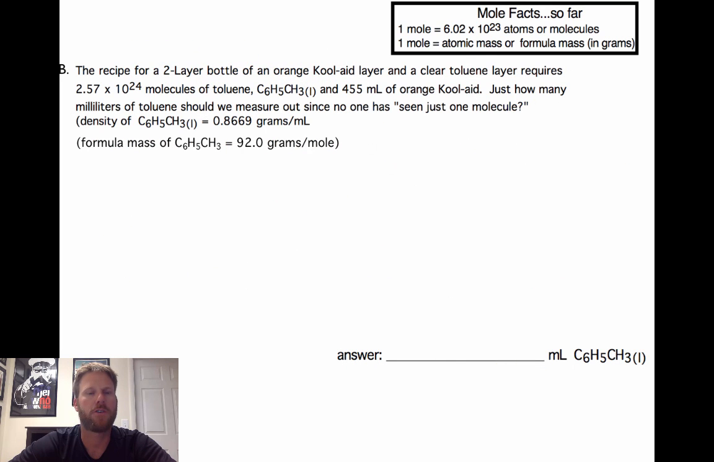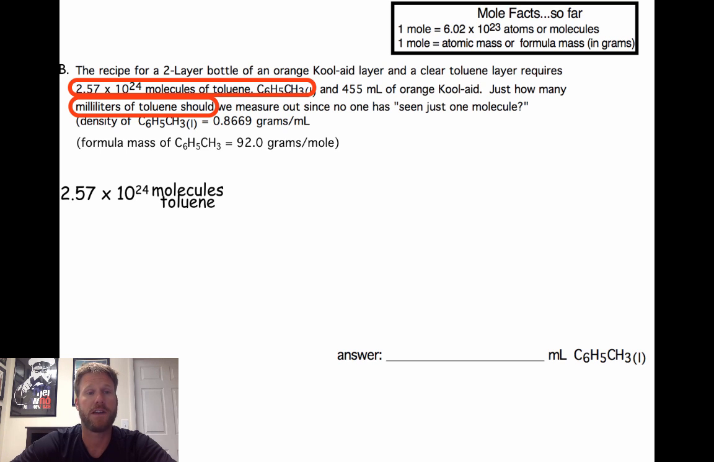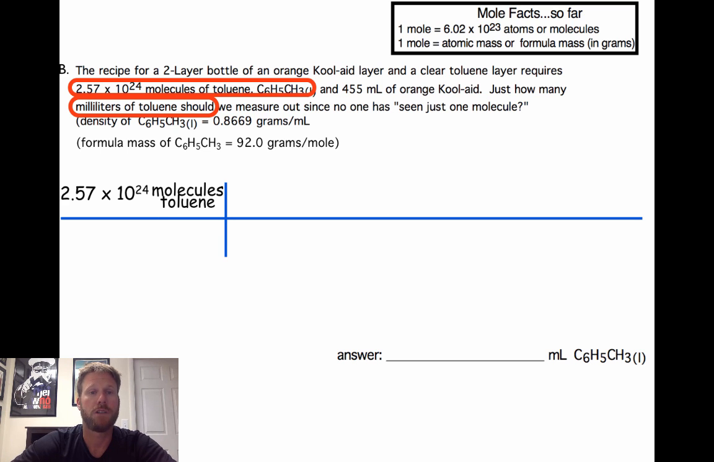Let's look at another example. What if we want to make one of those 2-layer bottles that we had in the classification of matter lab? Well, if we start with 2.57 times 10 to the 24th molecules of toluene, how many milliliters of toluene should we measure out? So it's a similar problem. We're working in the opposite direction. So start with what's given to you, the 2.57 times 10 to the 24th molecules of toluene, and we have to convert that to milliliters.